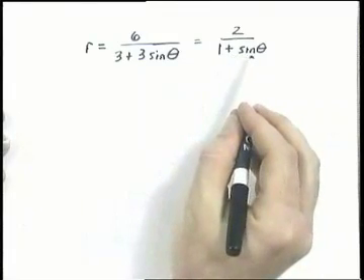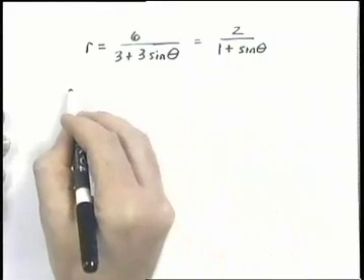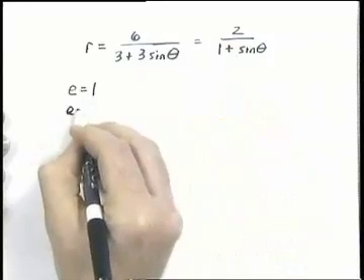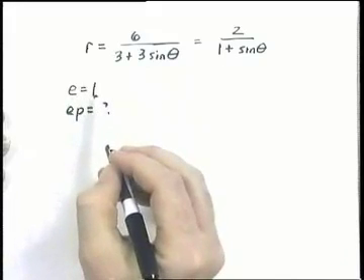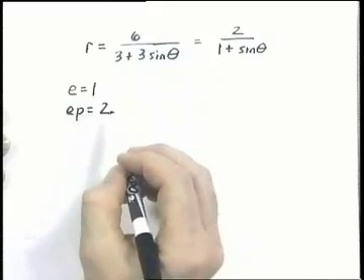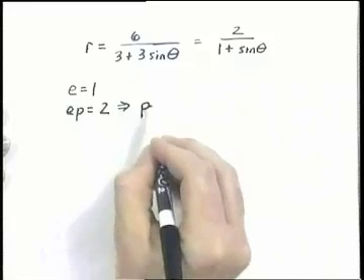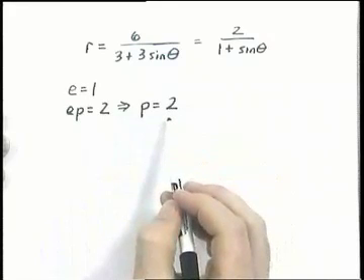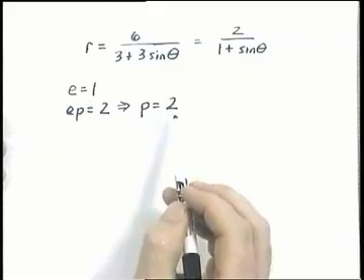Well, the coefficient on the sine expression is the value of e. Therefore, e is equal to 1. We also know that e times p is equal to 2. Because e equals 1, we know the conic is going to be a parabola. Because e times p is equal to 2, and we already know that e equals 1, that immediately implies that p is equal to 2. So the directrix is going to be parallel to the polar axis 2 units above the pole.